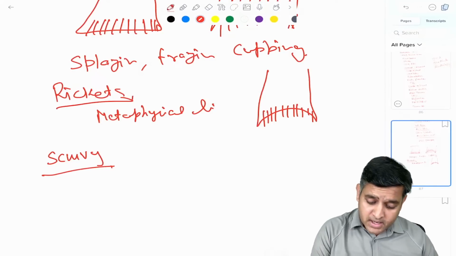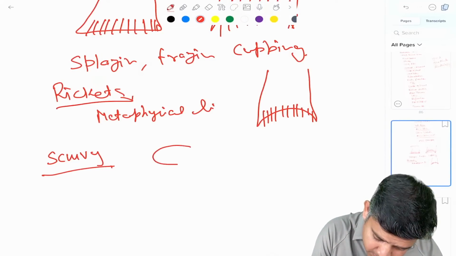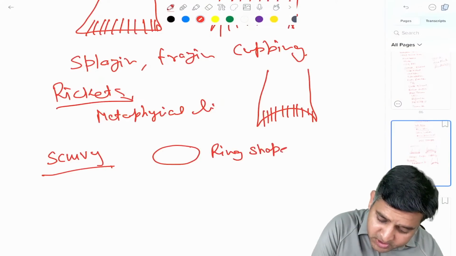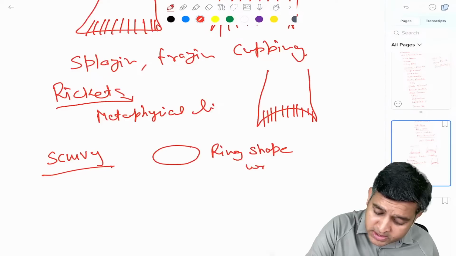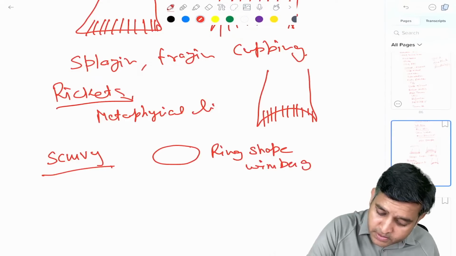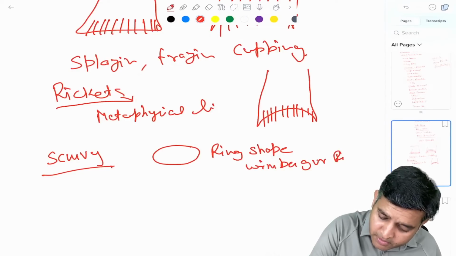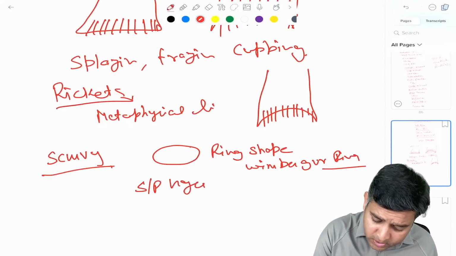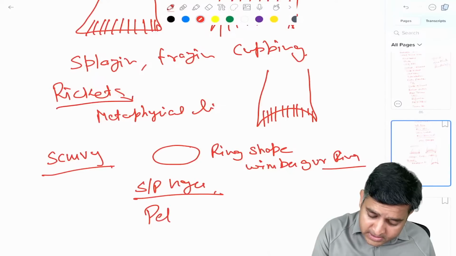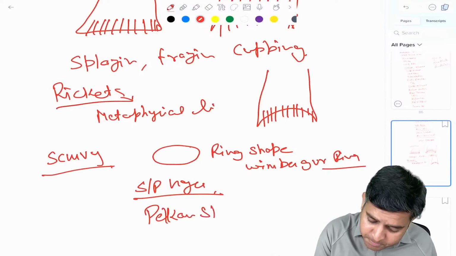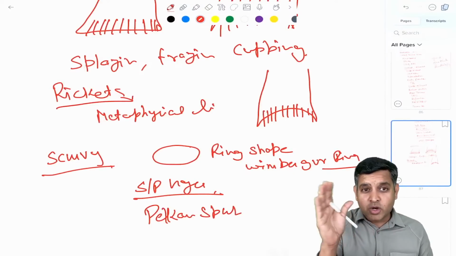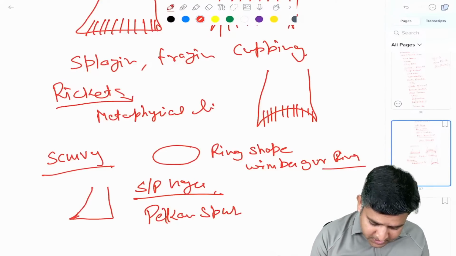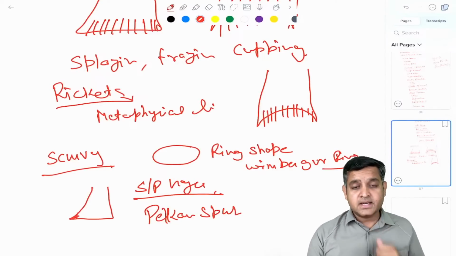Now what will you find in scurvy? In scurvy, the first thing you will find is ring shape epiphysis. That's a very important feature. Ring shape epiphysis. What is this called as? Wimberger's ring. Very important. Subperiosteal hemorrhages can also be seen. Pelkan spur. That metaphyseal spur that I thought was a splaying was a Pelkan spur. That means a spur of the metaphysis will be seen. That is a Pelkan spur.